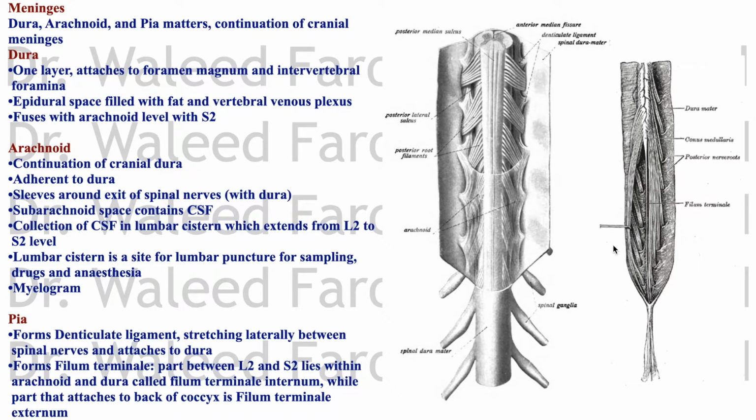Distally, it forms the filum terminale. See, this is the filum terminale. The filum terminale pierces the dura and arachnoid mater at S2 and continues downwards, and is also attached to the back of the coccyx. Now, for this arrangement, it has an inner part and an outer part. So the inner part is called the filum terminale internum, and the external part is called the filum terminale externum. This is the arrangement of the pia mater.